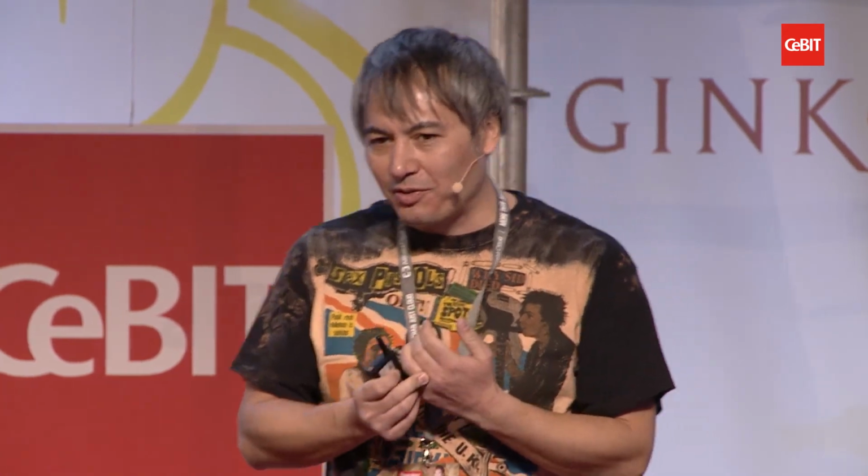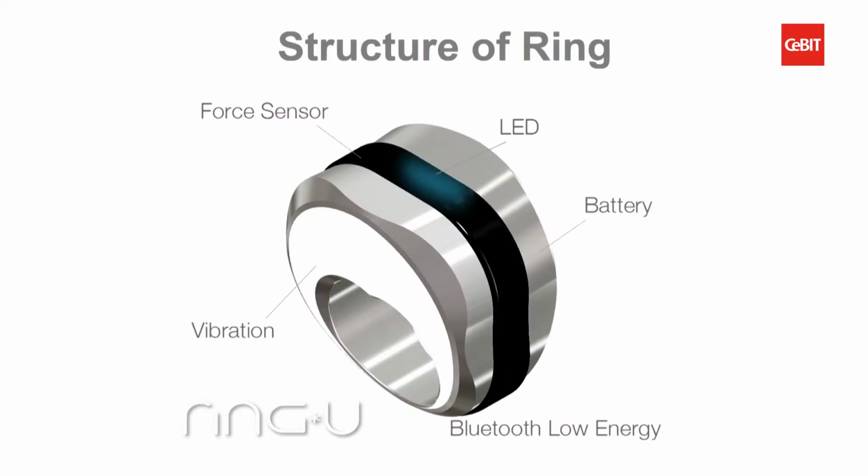And a ring is a nice interface because it also symbolizes friendship or love, and people exchange rings if they get married. So we wanted to make a ring where you could squeeze the ring on your finger and then send a squeeze or mini hug to your friend anywhere in the world. So basically, it's a small ring which has a force sensor, a high-speed vibrating motor, and an LED. You can change the color.